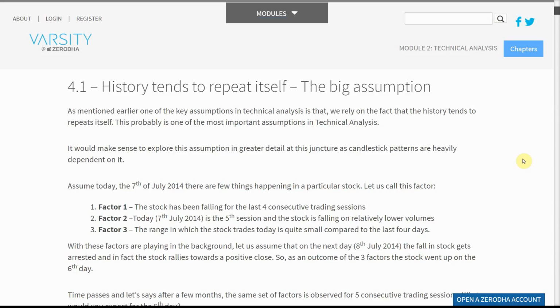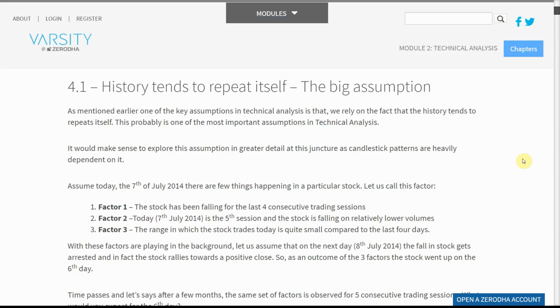It would make sense to explore this assumption in greater detail at this juncture, as candlestick patterns are heavily dependent on it. Assume today, the 7th of July 2014, there are a few things happening in a particular stock. Let us call this Factor 1. The stock has been falling for the last 4 consecutive trading sessions. Factor 2. Today, the 7th of July 2014, is the 5th session and the stock is falling on relatively lower volumes. Factor 3. The range in which the stock trades today is quite small compared to the last 4 days.